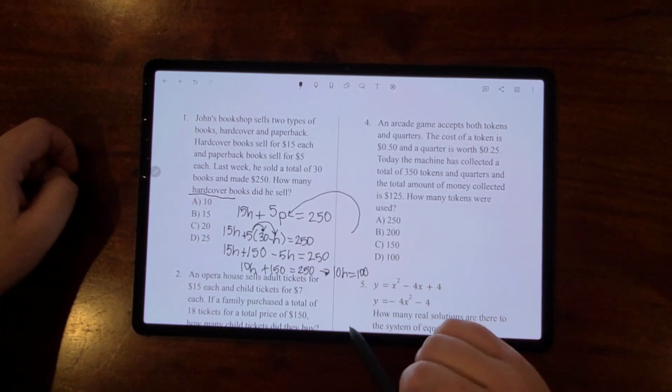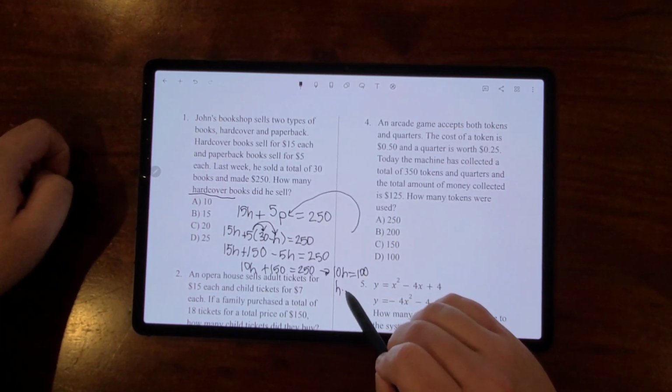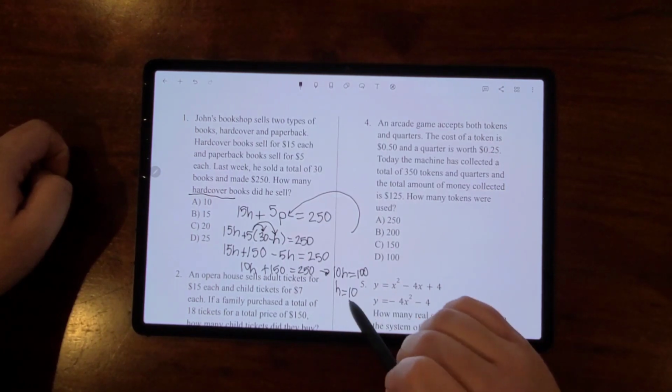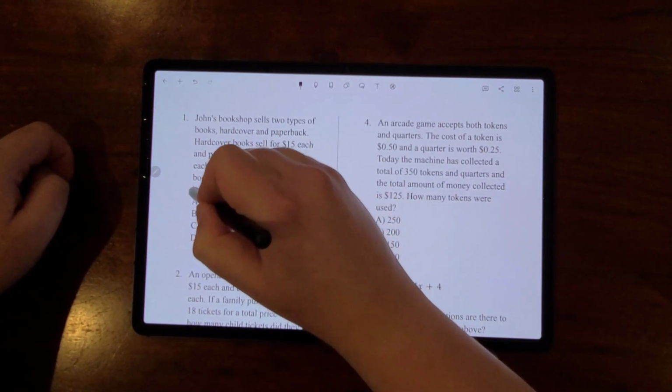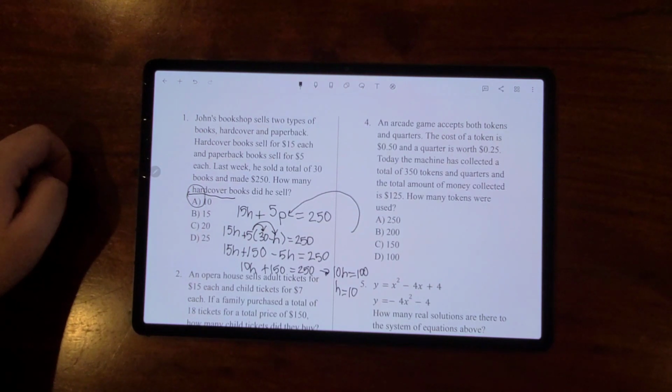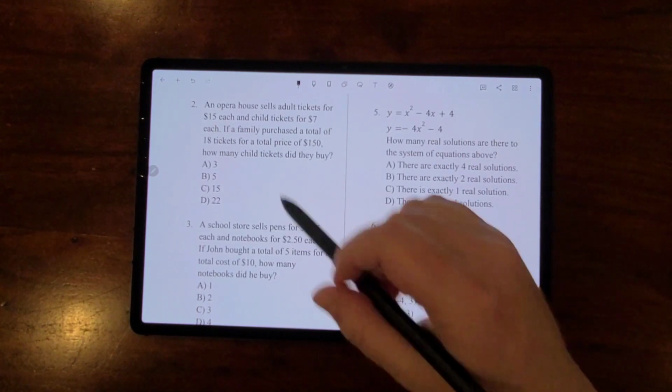And then I'm going to divide by 10 on each side. When I divide by 10 on each side, I get that H, the number of hardcover books, is going to be 10. So the answer would be A. So now let's go to number 2.